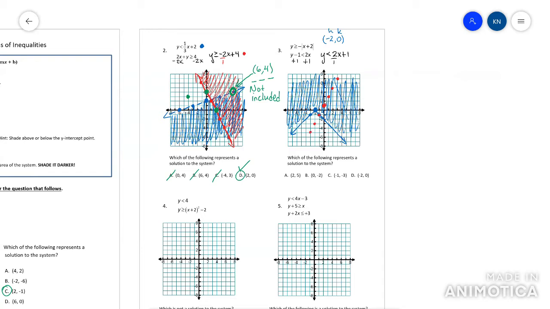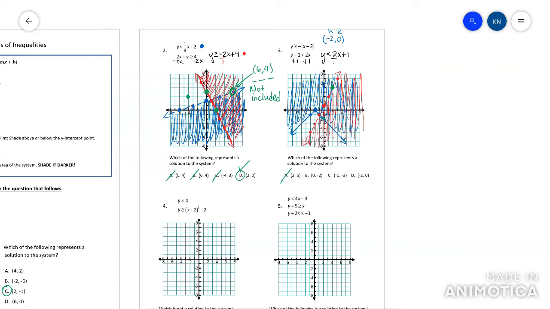All right. And this inequality is just less than, so it's a dotted line here. And it's less than, so it's everything below this line. So the part where they're both shaded is this section right here. So (2, 5) is right here, but that's on a dotted line, so it's not included. We just talked about that.